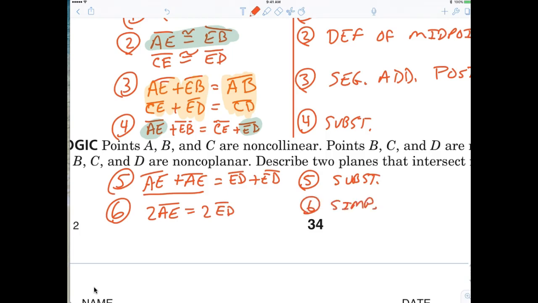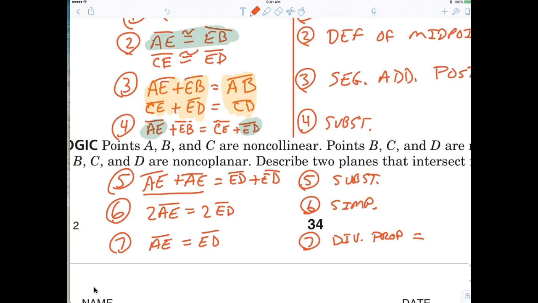We're simplifying. And then dividing by 2, AE is equal to ED. And of course, that's the division property of equality. What's the division property of equality? That's what you've been doing to solve an equation, right? We're simply dividing both sides. The addition property of equality, subtraction property of equality, multiplication property of equality, division property of equality.